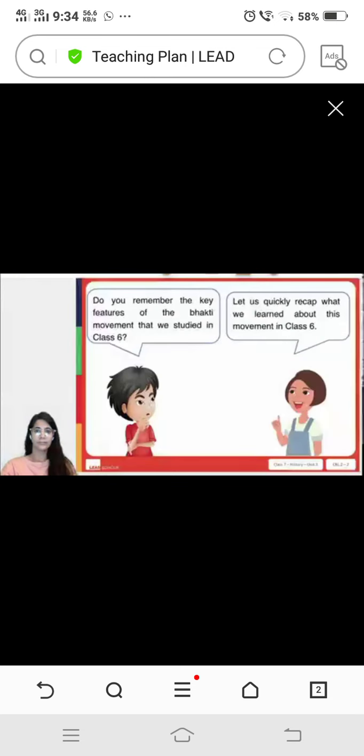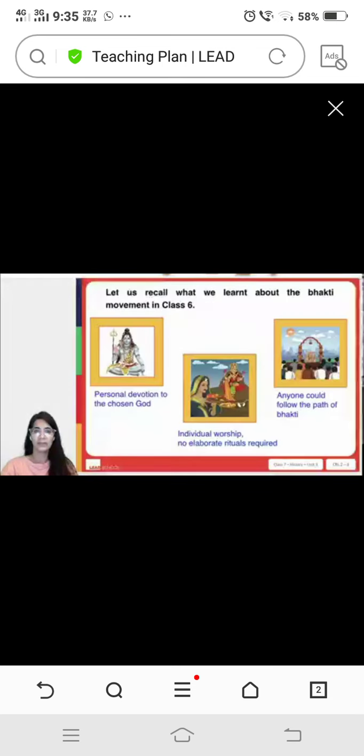Now let's do a small activity before we begin this unit. So do you remember the key features of the Bhakti Movement that we studied about in class 6? Let's quickly recap what we've learned about this movement in class 6. Personal devotion to the chosen God. Individual worship with no elaborate rituals required. And anyone could follow the path of bhakti.